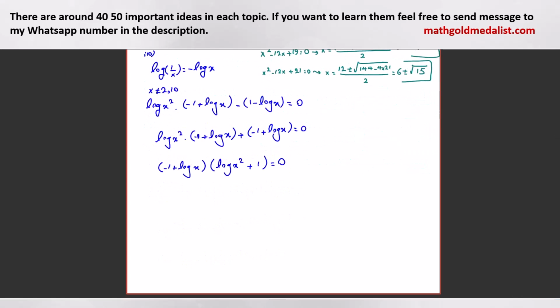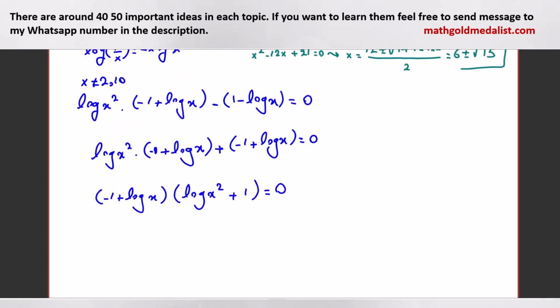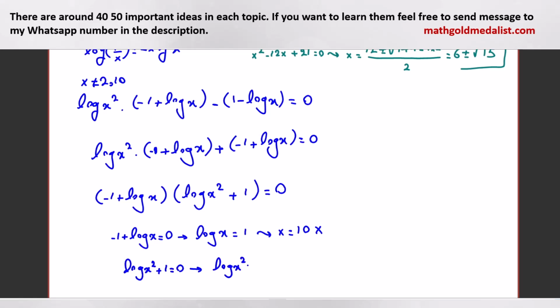Now let's see what can we conclude here. The first one is 0 or second one? If first one is 0, negative 1 plus log x is 0, so log x is 1 if you add 1 to both sides. So x is what? X is 10, but it's not good because we said x cannot be 2 or 10. Or log x squared plus 1 is 0, so log x squared is negative 1.